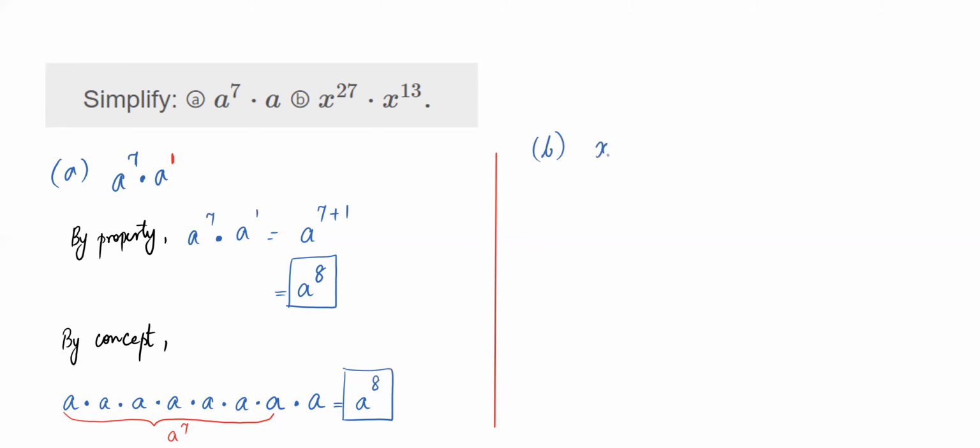All right, let's look at this. x power 27 times x power 13. This is a place where it is absolutely essential that you know the property, because as you can see, it can be cumbersome to write out x being multiplied 27 times and then the other x being multiplied 13 times. This is the reason why we insist on the property, because your property really helps you to answer this question very simply.